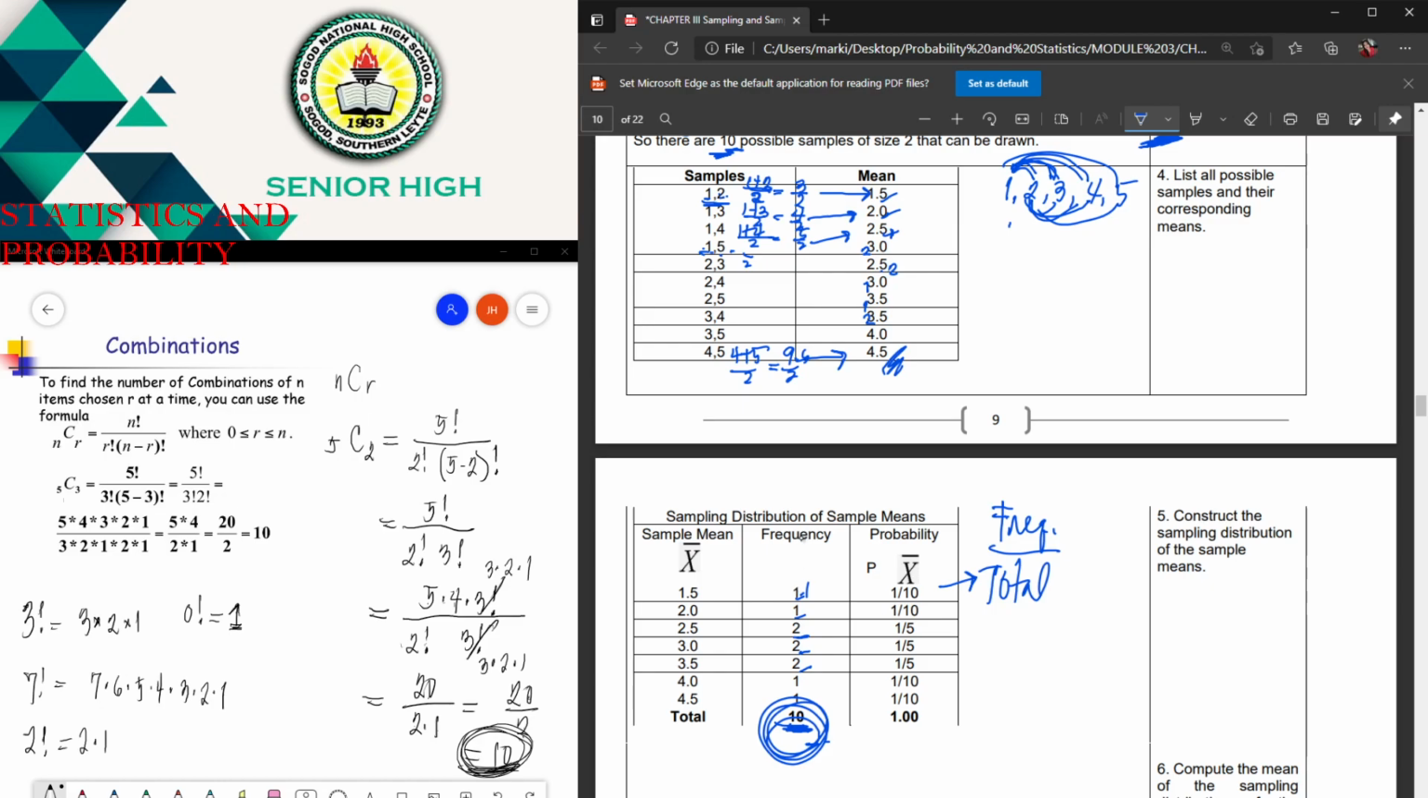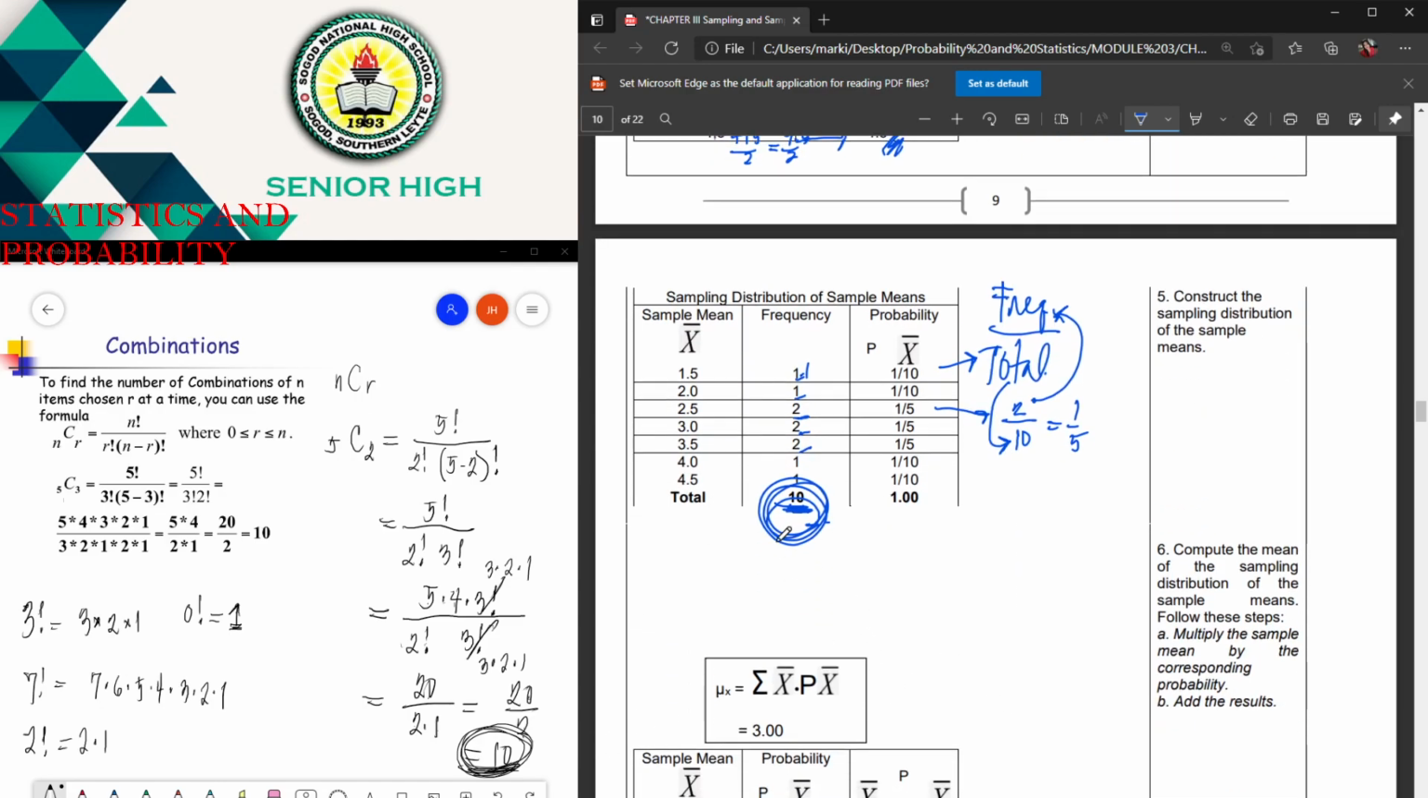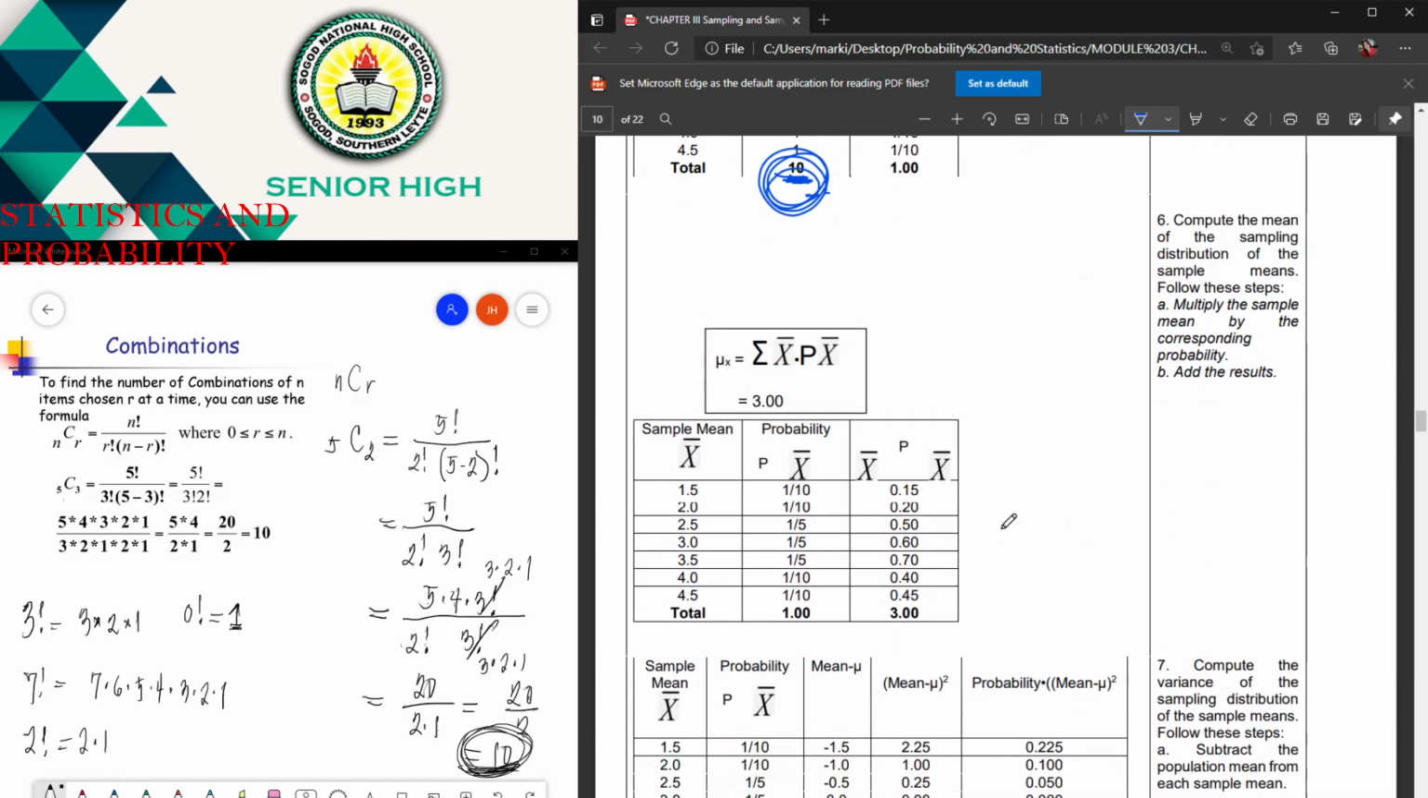This one, its frequency is 2, and the total is 10, so it becomes 1 over 5. Okay? This is the frequency, and this is the total. That is how you get step 5. Then step 6: we are going to multiply 1.5 times 1 over 10.